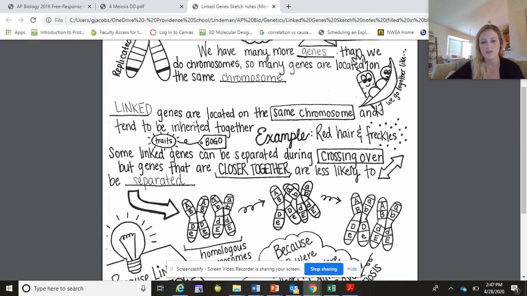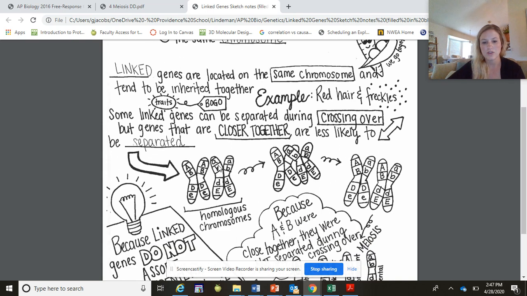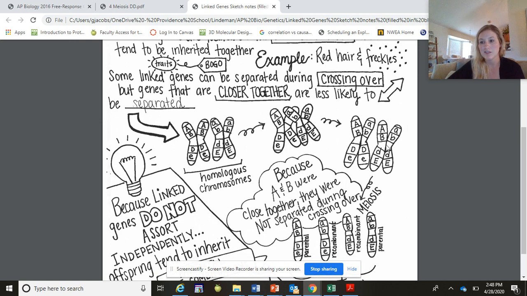So I show here that if this section crosses over with another section, then A and B are so close that they're probably going to get swapped out together. And so you can see A and B still travel together. So this one has 2 recessive alleles and 2 dominant alleles. And then when we swapped them, we still have 2 recessive alleles and 2 dominant alleles together. And that's just because they're close. It's hard to get separated during crossing over. Because A and B were close together, they were not separated during crossing over.